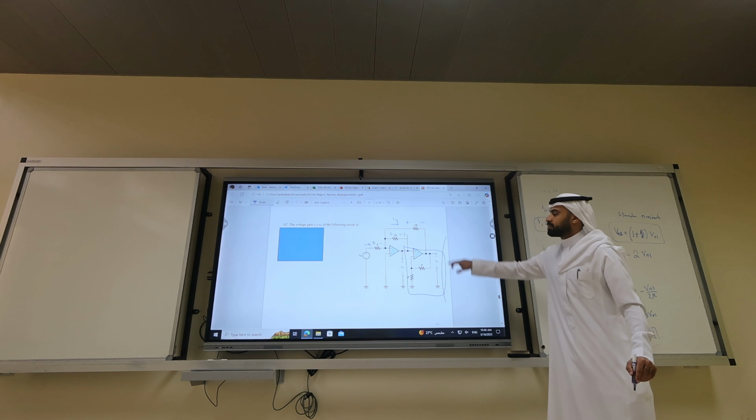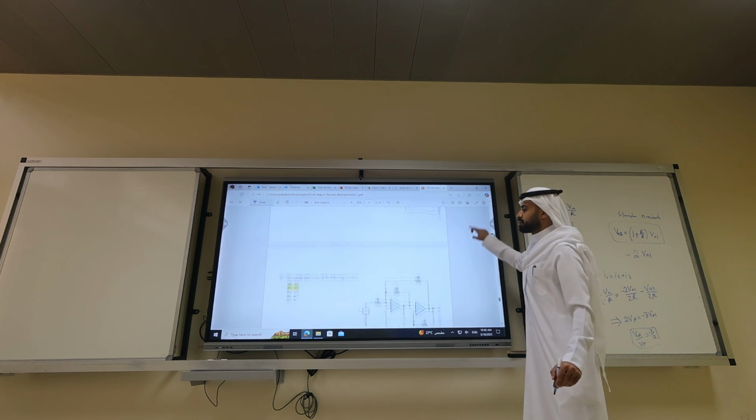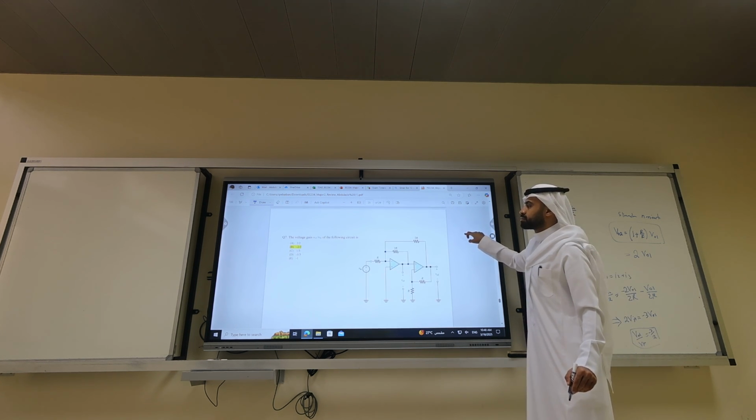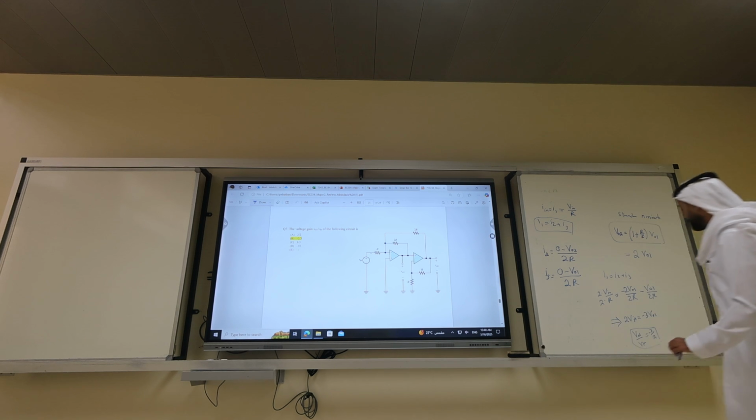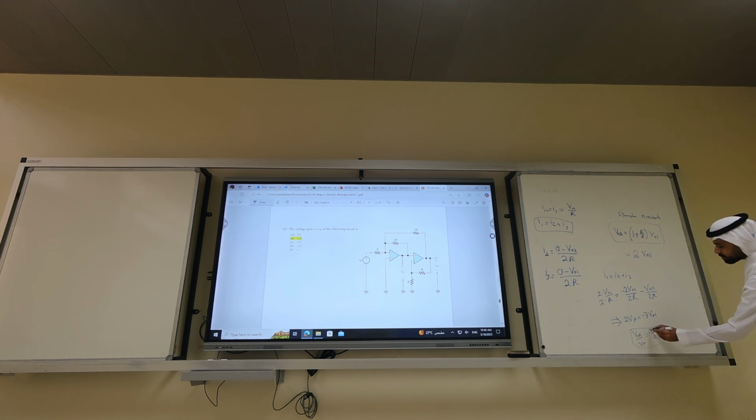And that is how. I always make the same mistake: minus 2 over 3. V output 1 over V input equals minus 2 over 3. Get it? You know how to solve this old exam problem?